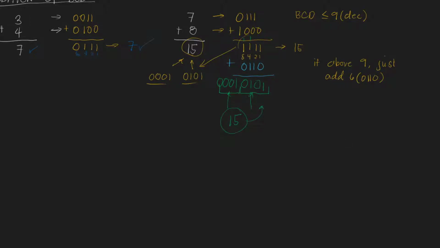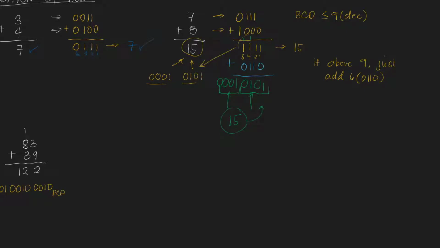Okay, let's try another example. Let's try bigger numbers. We have 83 and then we have 39. We know this one: this is 3, 9, 10, 11, 12. And then we have 8, 9, 10, 11, 12. So we have 122. This should be written in binary as 0, 0, 0, 1, then 0, 0, 1, 0, and then 0, 0, 1, 0. So that should be the BCD equivalent of 1, 2, 2.